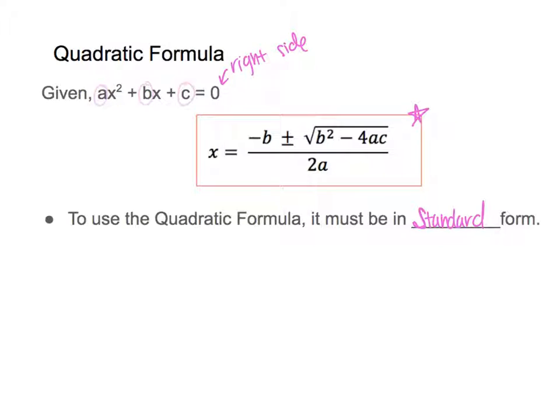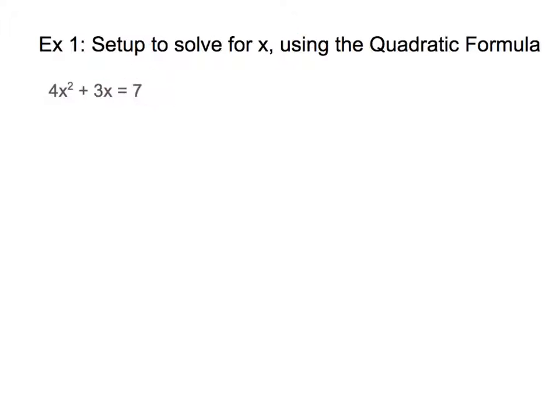All right, let's take a look at an example problem of this. Here I have an example of a quadratic equation, and it's almost in standard form, but I need to move something over, and it's the 7. So this right-hand side is not a 0 yet, but I need to make it a 0. So I'm going to subtract 7 from both sides, and that cancels, bringing down the 4x squared, the positive 3x, and the minus 7. And now this side is 0.